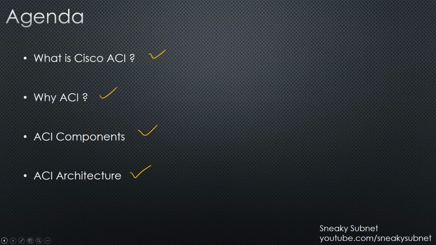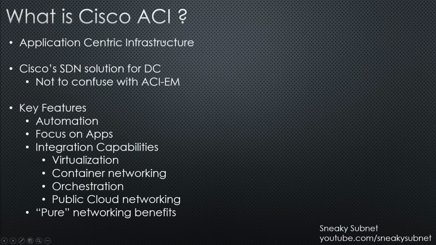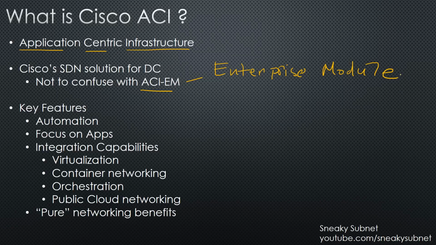So, what is Cisco ACI? ACI stands for Application-Centric Infrastructure. It is Cisco's SDN solution for data centers. Please do not confuse it with ACI EM, where EM stands for Enterprise Module. It is a different product with a different purpose. Our topic today is just ACI.